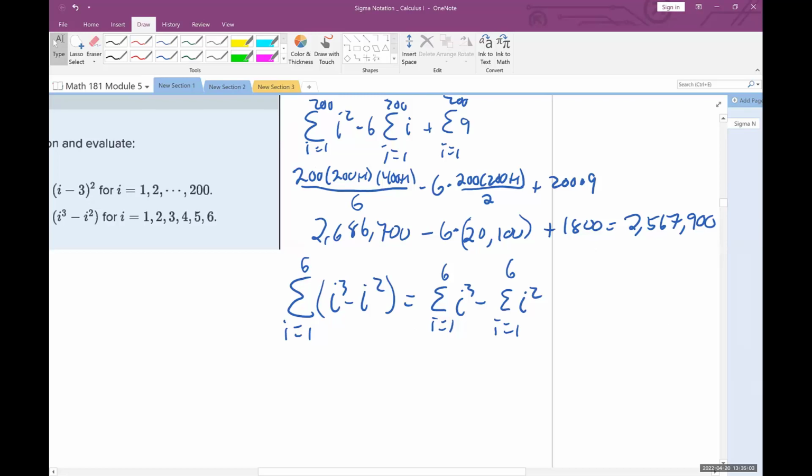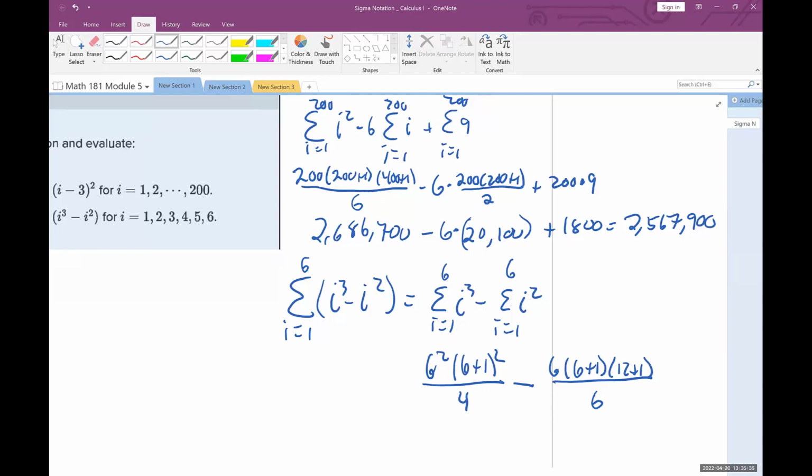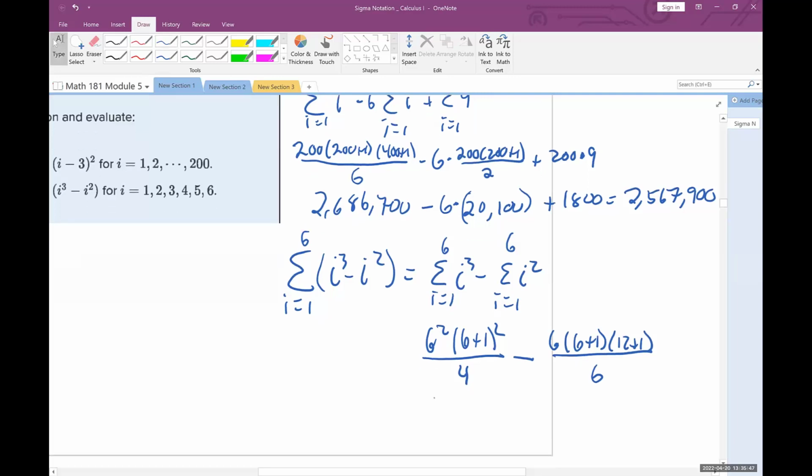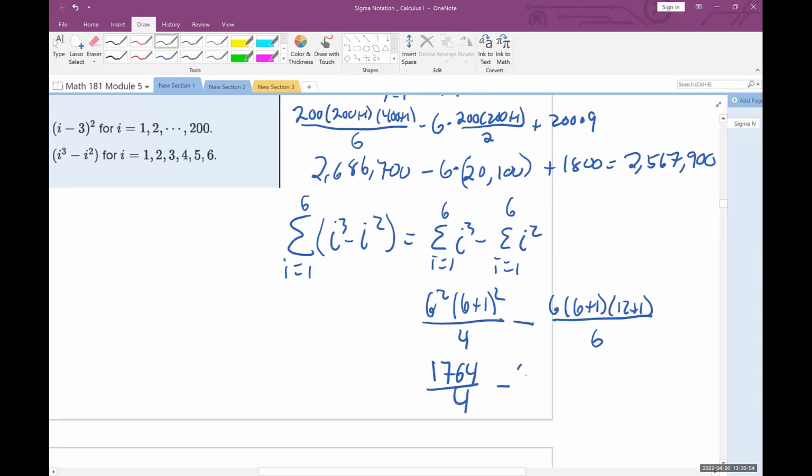So for the i cubed, that's 6 squared times 6 plus 1 squared all over 6 minus 6 times 6 plus 1 times 12 plus 1. I thought it was over 4. It's over 4. My notes are wrong then, over 6. It is over 4. I wrote it right in the second one. Thank you for saying something. So we get 1764 divided by 4 minus 546 divided by 6 equals 350.